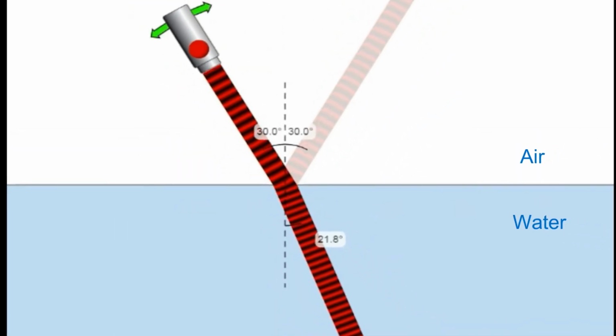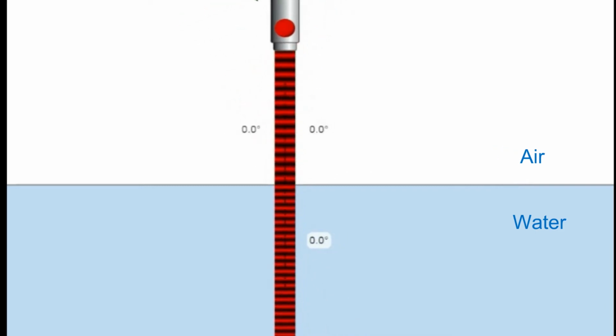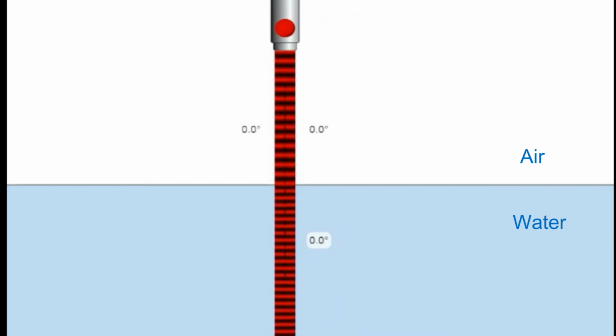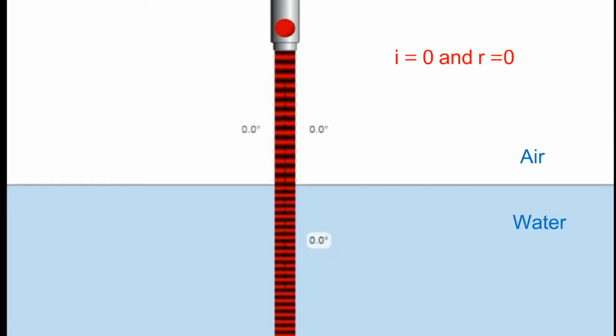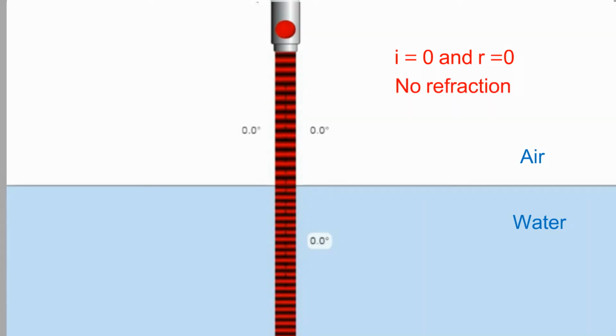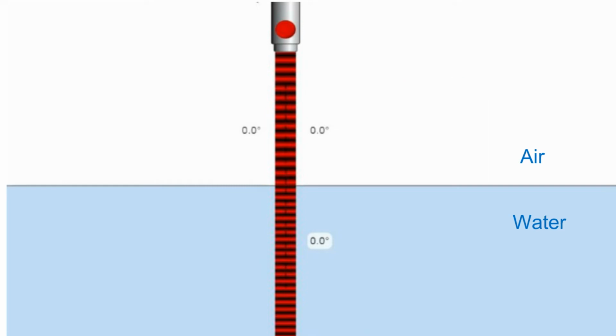Now look carefully, when light is incident normally, what happens? When light is incident normally, what is the angle of incidence? Very good. The angle of incidence is 0 and the angle of refraction is also 0. We can say that there is no refraction. Now look at the speed of light in air and water. Can you guess what could be the speed of light in air and water? Will it be the same?